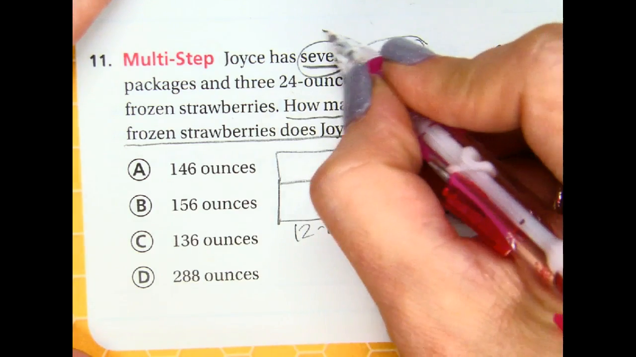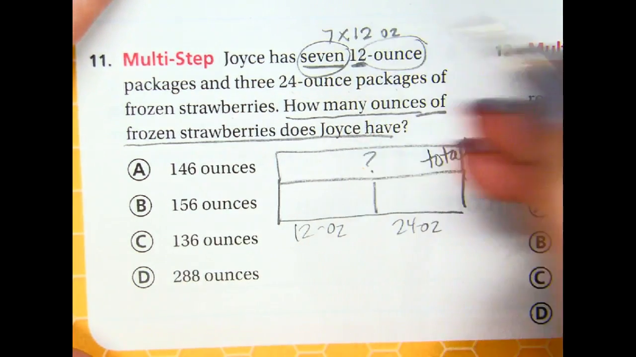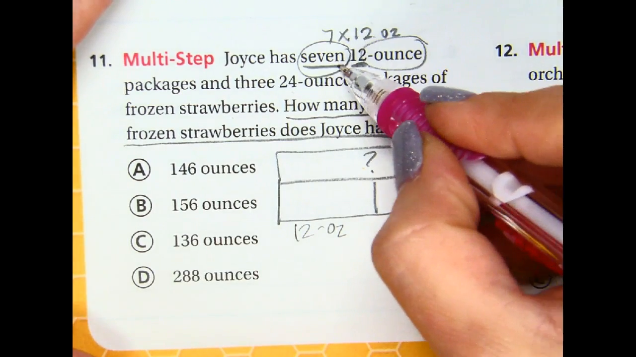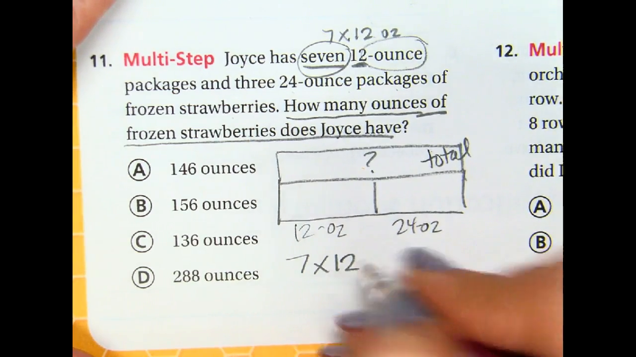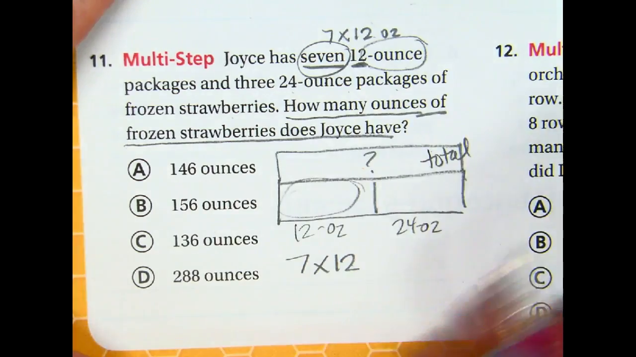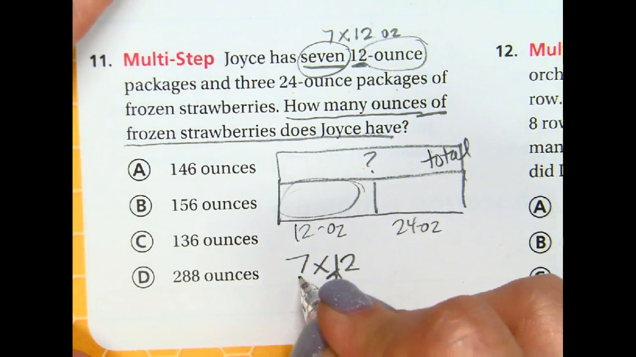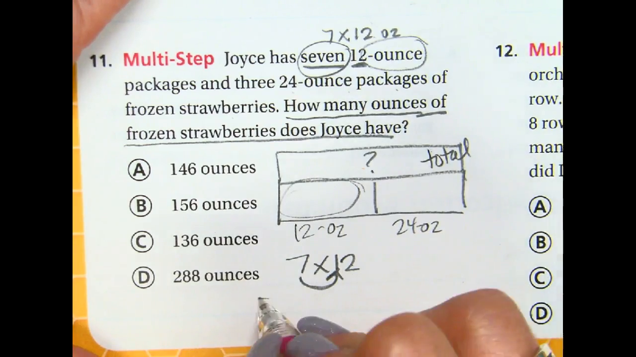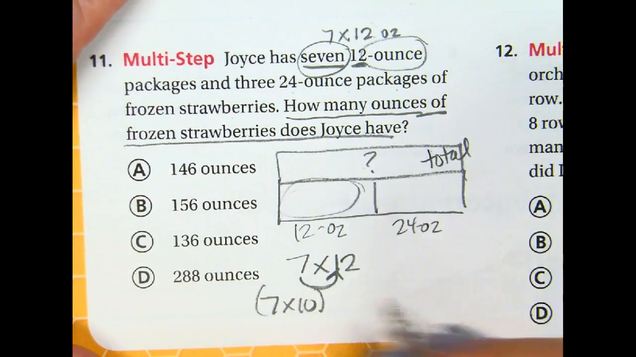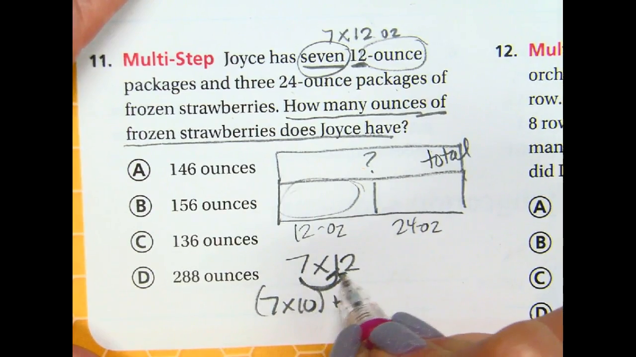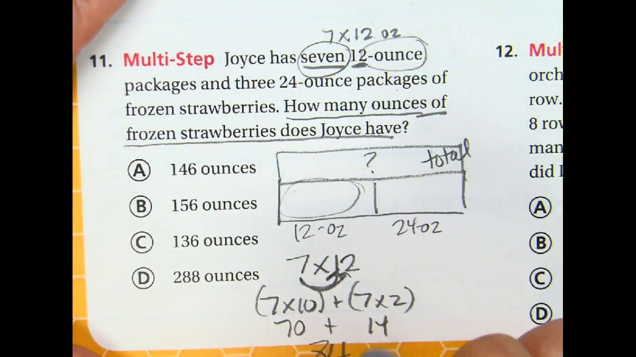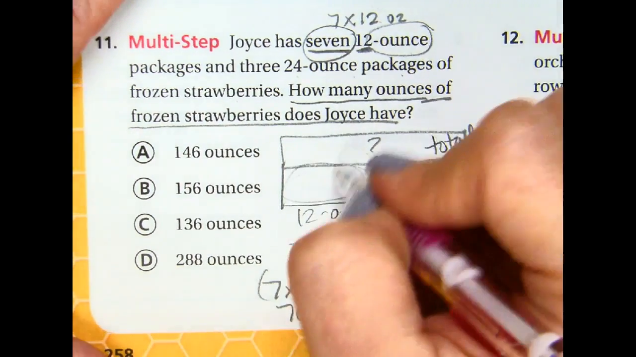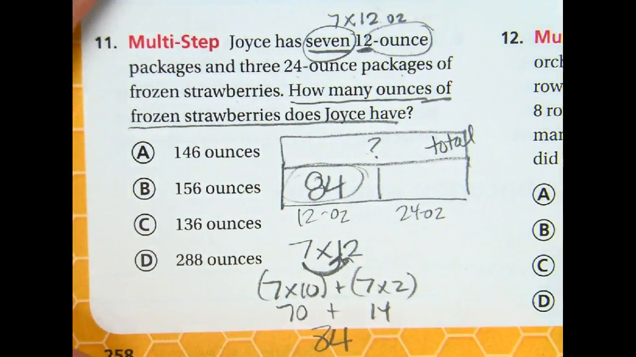12. So it's really 7 groups of 12 ounces, isn't it? Each package is 12 ounces. If we have 7 packages, it's 7 groups of 12. So 7 times 12 will give us the answer to this many ounces. So I'm going to use distributive here. 7 times the value of this one is 7 times 10, plus 7 times the value of this 2, which is 7 times 2, is 70 plus 14, which is 84 total ounces. So now I've seen that part of the problem.